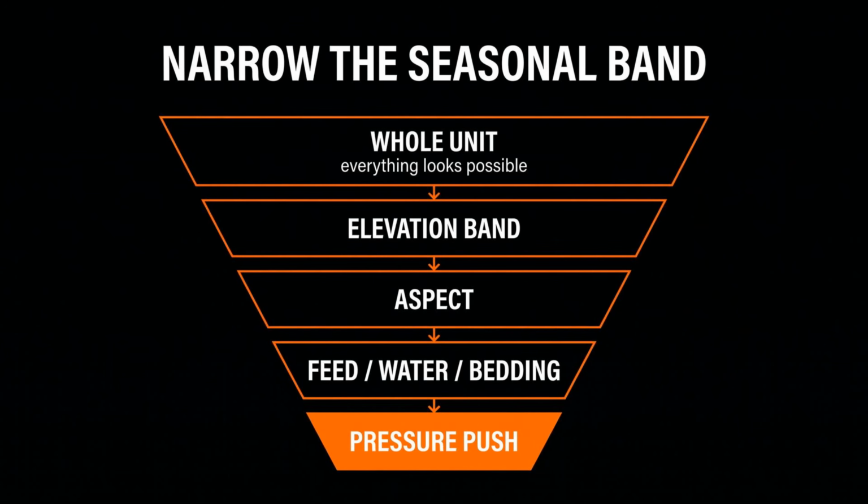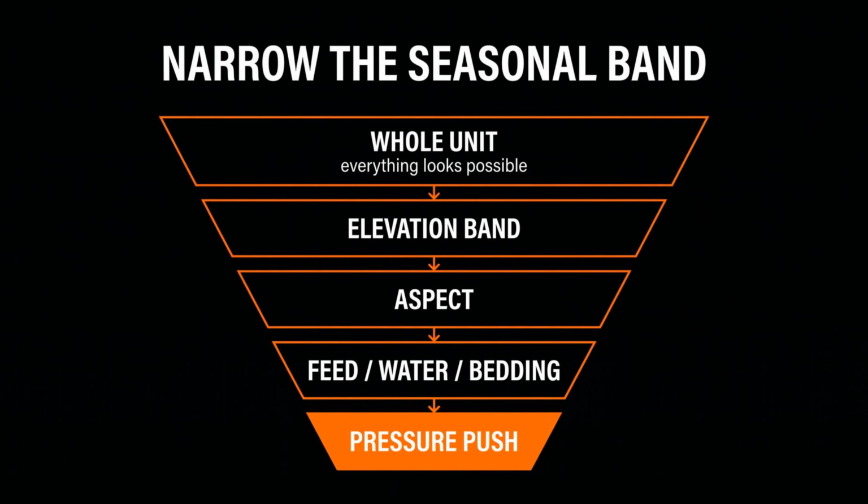And once you understand that elk are using a complete system, the next mistake to fix is trying to search too much country all at once. A lot of elk hunters open up a map and every drainage looks possible. Every north slope looks pretty good. Every basin has a meadow, a creek, a timber pocket, or a bench that looks like it could hold elk. And that's exactly why they get overwhelmed. They're not hunting a pattern yet. They're hunting possibilities. The first job is to narrow that current seasonal band, right?